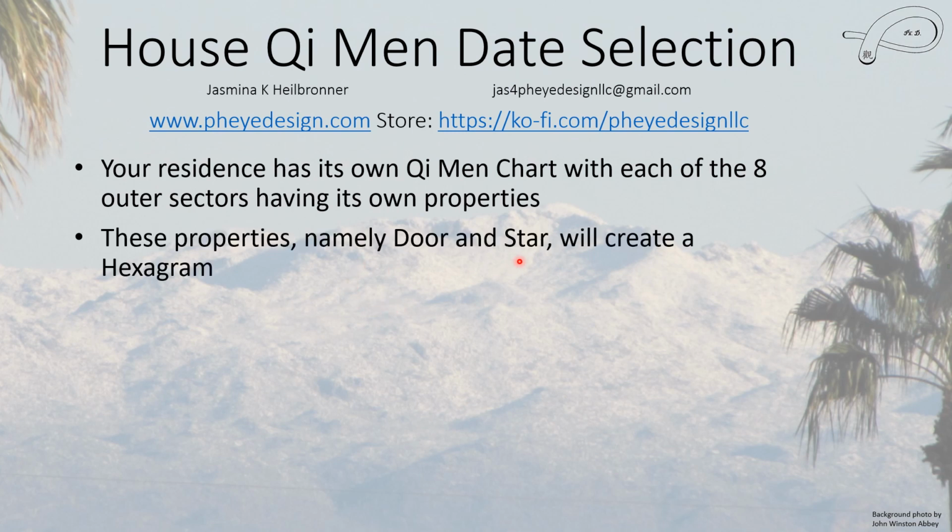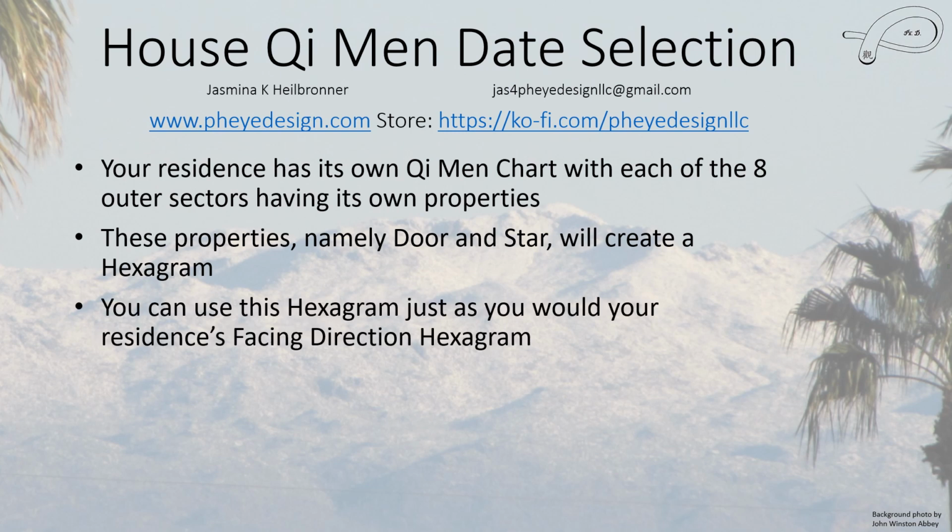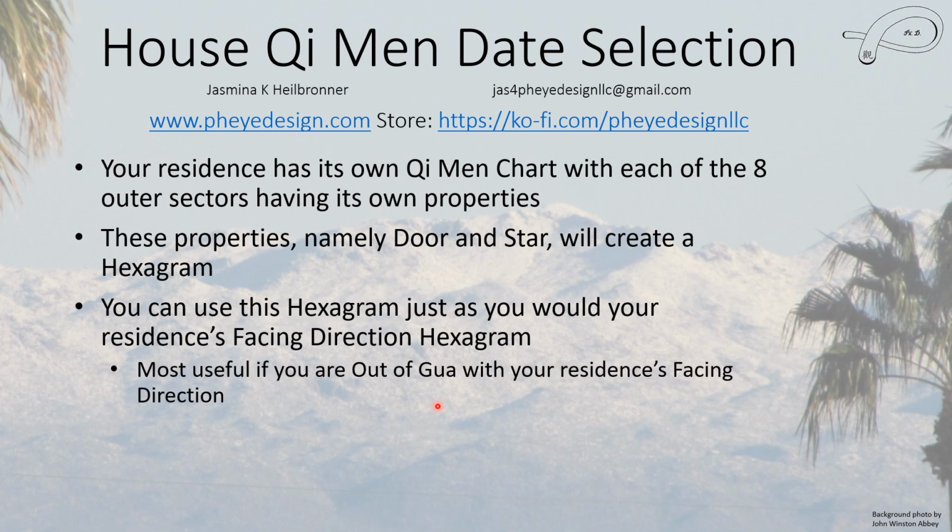The door and the star in each one of the sectors will actually create a hexagram, and it will be unique to that sector. You can use this hexagram just as you would your house's facing direction hexagram or your Batzi hexagram. And this is most useful if you are out of Gua with your residence's facing direction.